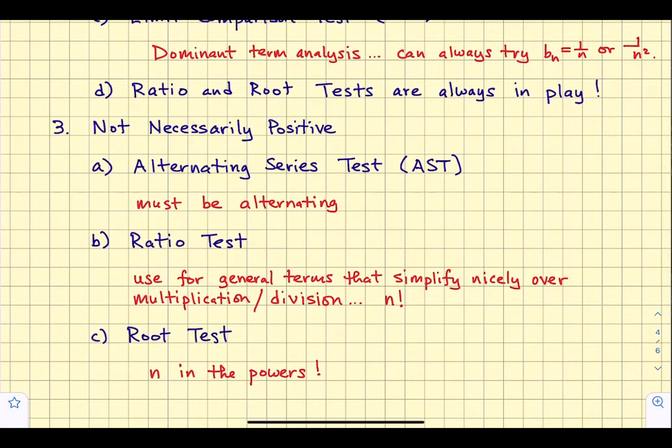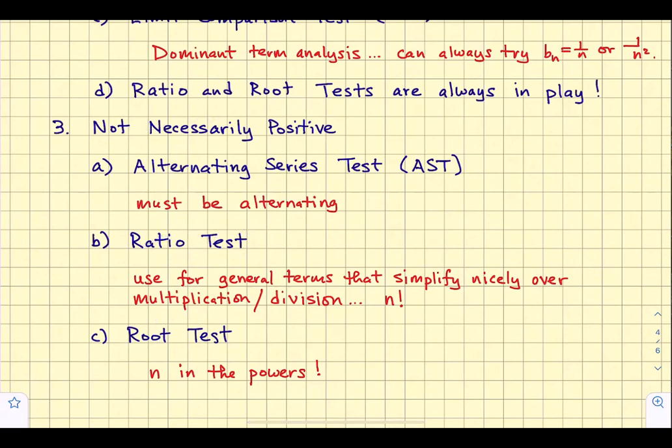I don't want to say alternating because they might not be alternating, but if you have a series that doesn't have all positive terms in it, you should certainly check to see if it's alternating. Then you could use the alternating series test, of course. You have to check the hypotheses. So it has to be alternating or you wouldn't even consider using that test. The ratio and the root test don't really care whether the terms are positive or negative because they're going to have absolute values in them. So they are another very useful test to use for not necessarily positive series.